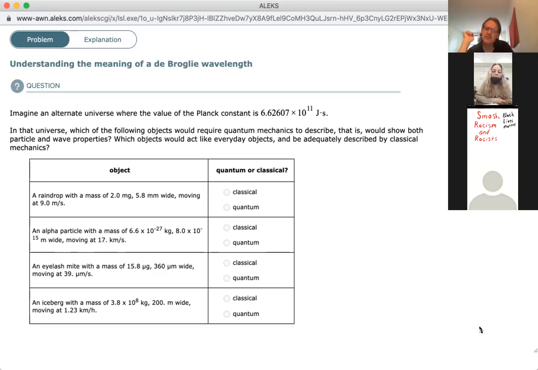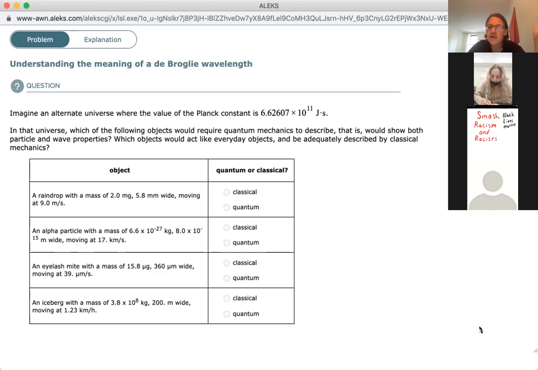But this is a different value of h. This is 10 to the 11th. So now you do the calculation. You use de Broglie's formula, h over mv. The logic behind this is you look at the size. See how they give you the size? It's 5.8 millimeters. So when you calculate lambda, if lambda is bigger than the size, so if the wavelength is larger than 5.8 millimeters, it'll be like a wave.